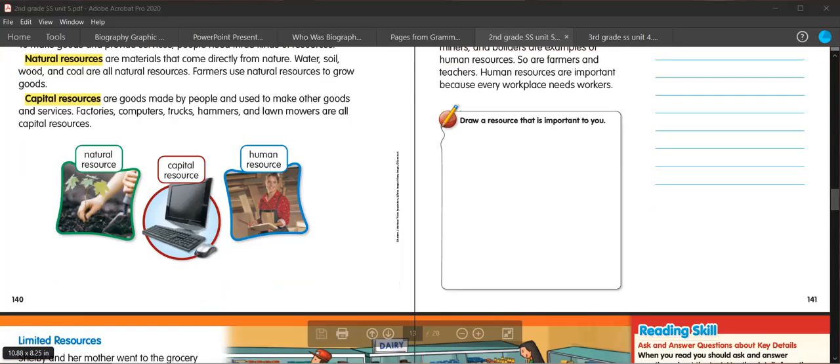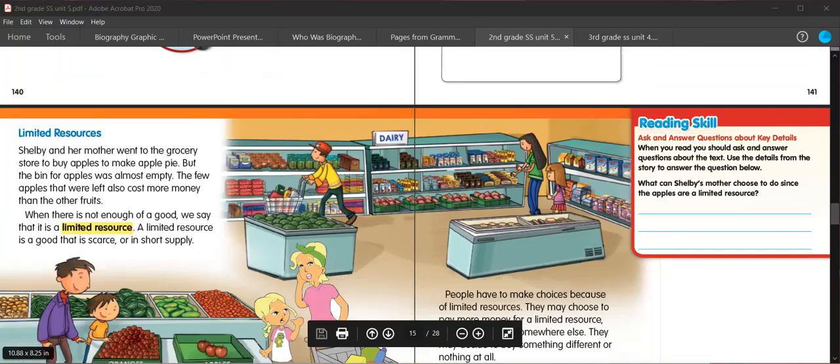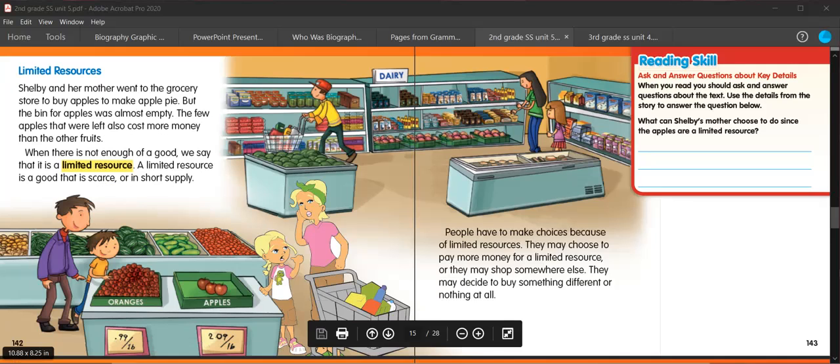Last, we're going to talk about limited resources. Now, limited means there's not enough of something. So limited resources. Shelby and her mother went to the grocery store to buy apples and to make apple pie, but the bin for apples was almost empty. The few apples that were left also cost more money than the other fruits. When there is not enough of a good, we say that it is a limited resource. A limited resource is a good that is scarce or in short supply.